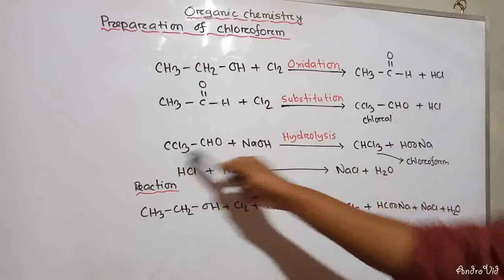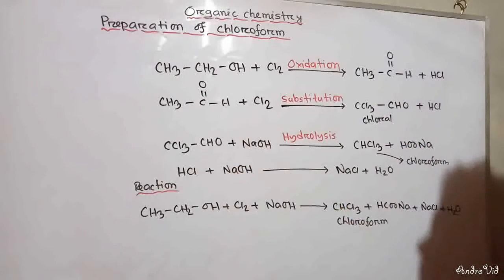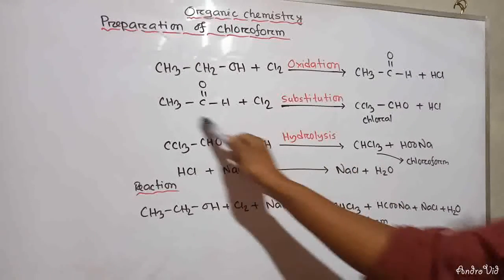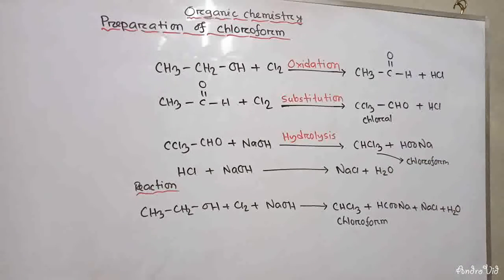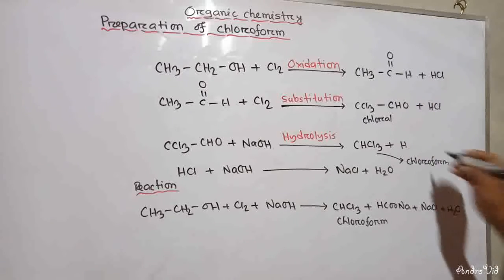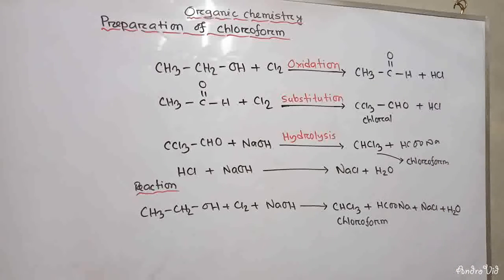Now the third step is basically the hydrolysis reaction. When you hydrolyze this chloral molecule, trichloroethanal, by using sodium hydroxide, then this compound will be converted to chloroform, CHCl3, in addition to a salt of an acid, sodium methanoate, right?